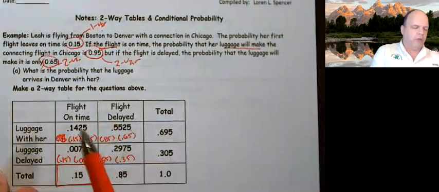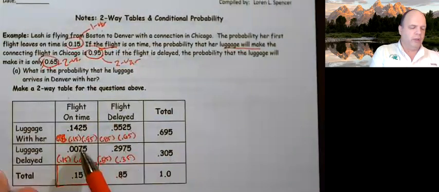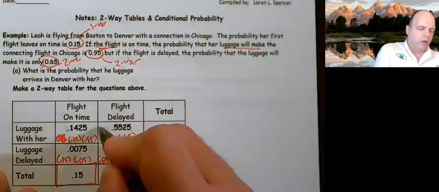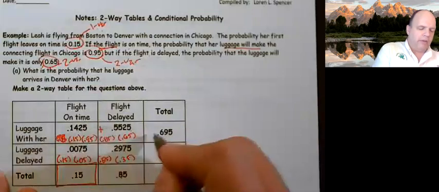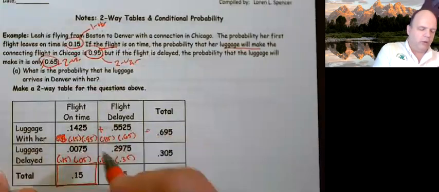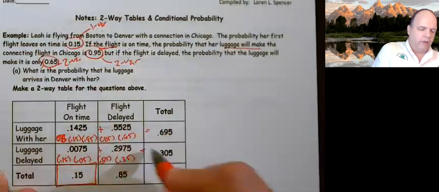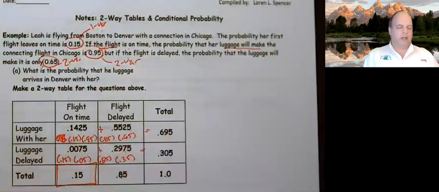All right, please remember you can check your table. This plus this will equal this. This plus this will equal this. And of course, going horizontal, that plus that equals the total. And that's where the values come from and gives you a really good check.